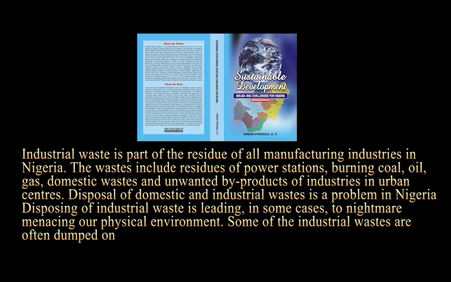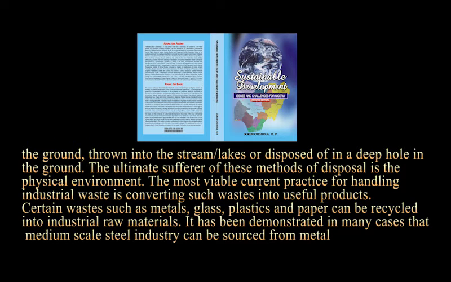Industrial waste is part of the residue of all manufacturing industries in Nigeria. The wastes include residues of power stations, burning coal, oil, gas, domestic wastes and unwanted byproducts of industries in urban centers. Disposal of domestic and industrial wastes is a problem in Nigeria. Disposing of industrial waste is leading, in some cases, to nightmares menacing our physical environment. Some of the industrial wastes are often dumped on the ground, thrown into streams, lakes or disposed of in a deep hole in the ground. The ultimate sufferer of these methods of disposal is the physical environment.